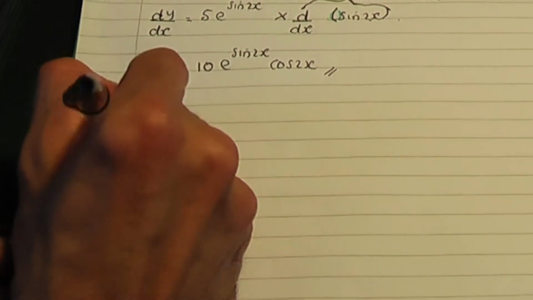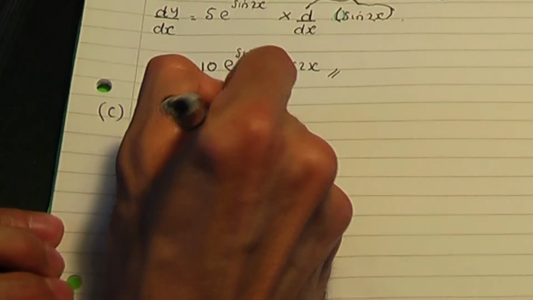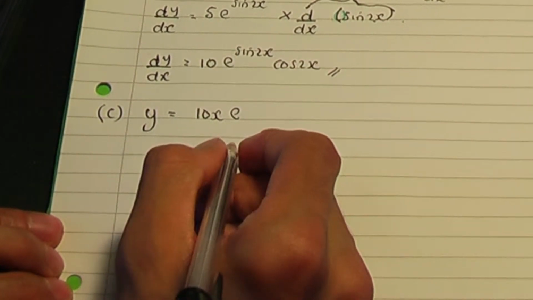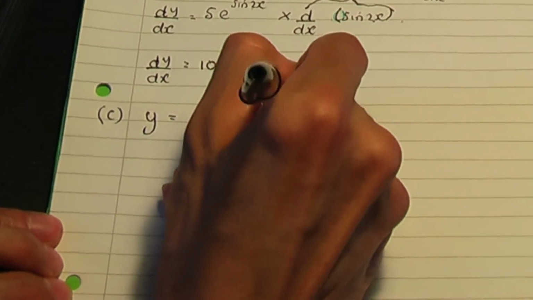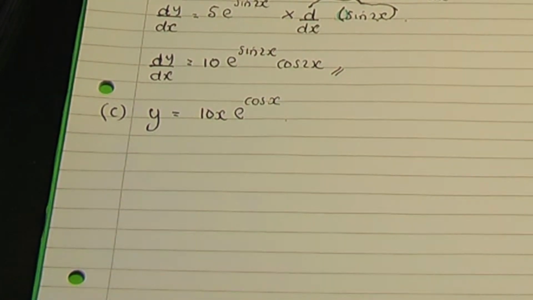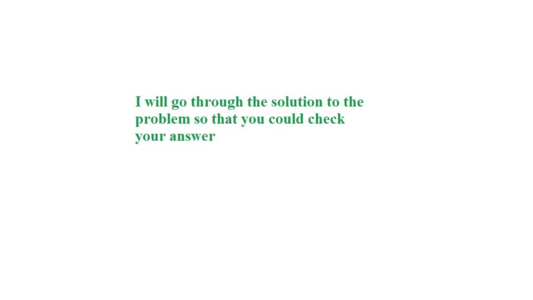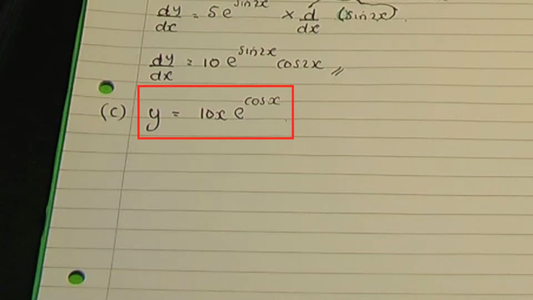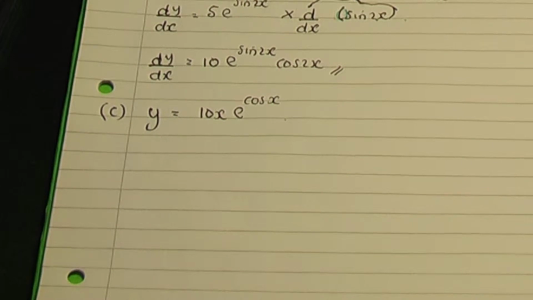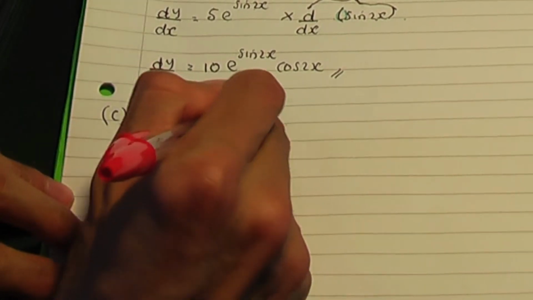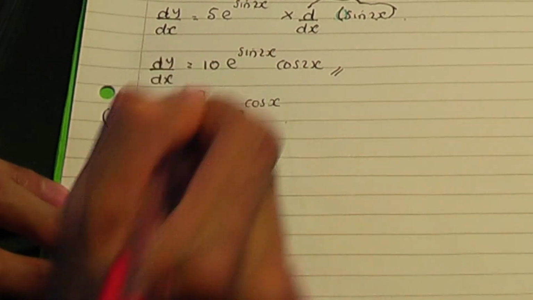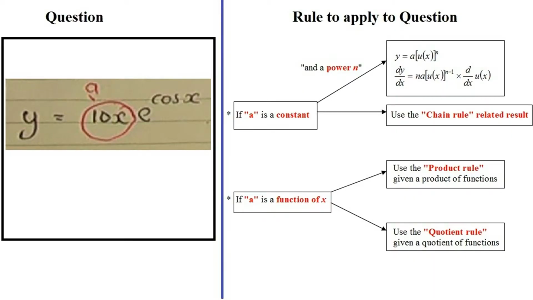Let's try another one just to test ourselves. y is equal to 10x e to the power cos x. So 10x e to the power cos x. So let's think about which rules we're going to use. The term in front of the exponential function, so a say, is 10x. Now 10x is not a constant, so we can't use the chain rule related result. We need to use, in this case, the product rule.